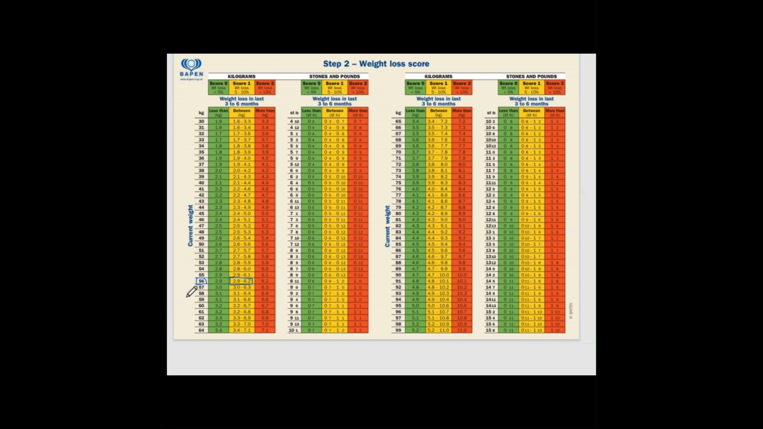Let's calculate weight loss score for the scenario. So patient weight is 56 kilograms, that you can see on the left-hand side of the column, and patient weight loss is about 3.4 kilograms. If you see the first column, it shows weight loss less than 2.9 kilograms. That does not apply to our scenario. Let's see the middle column, which shows weight loss between 2.9 to 6.2 kilograms. Our patient weight loss is 3.4 kilograms, so it falls in the middle column, which gives weight loss score of 1.